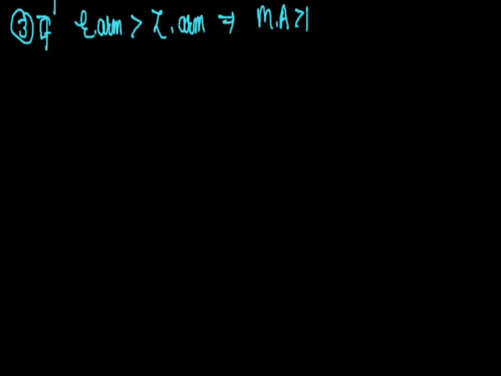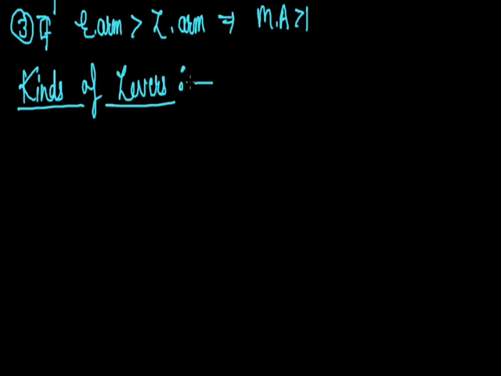Now, kinds of lever. Depending upon the relative positions of effort, load and fulcrum, there are three types of lever. First is first class lever, second is second class lever, third is third class lever. Now I am going to discuss the first class lever. What is a first class lever? In this type of lever, the fulcrum F is in between the effort E and the load L.